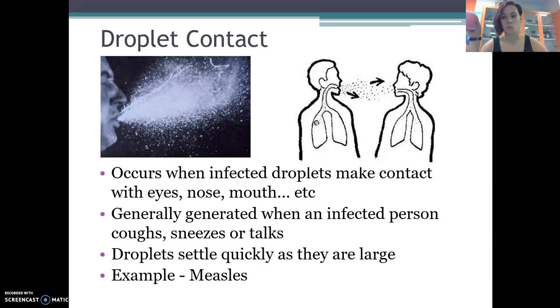Right, droplet contact is how we'll get something like this, Bordetella pertussis, or your cough. Or what have we got here? We've got swine flu. Okay, swine flu is pretty easily contractable, as well as chickenpox, right? So it occurs when infected droplets make contact with the eyes, nose, and the mouth.